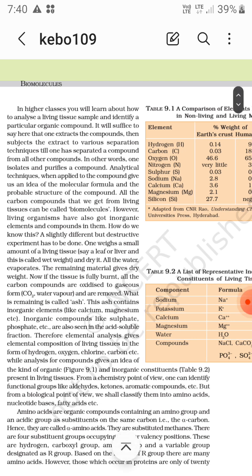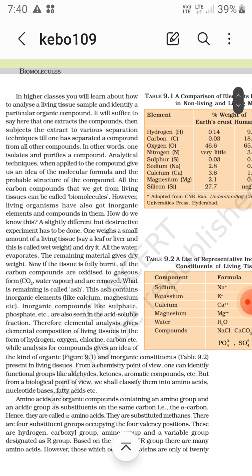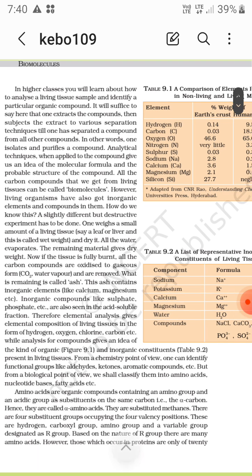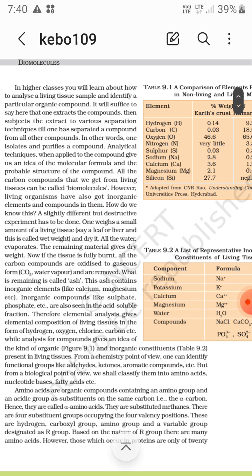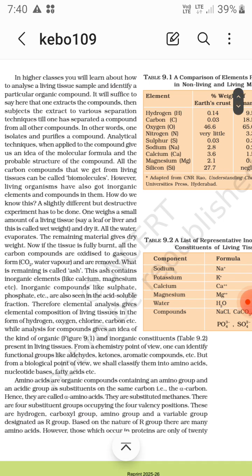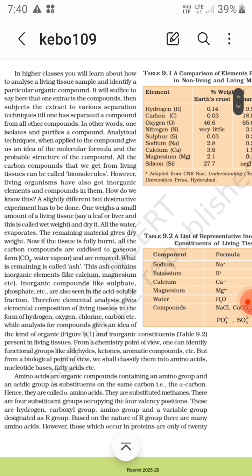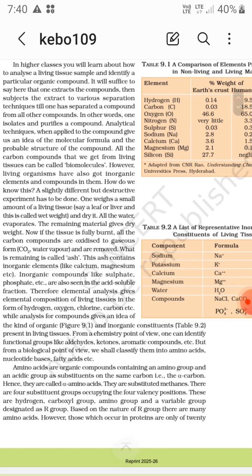All the carbon compounds that we get from living tissues can be called biomolecules. So all the carbon compounds in the living tissue are called biomolecules. However, living organisms have also got inorganic elements and compounds in them. How do we know this?